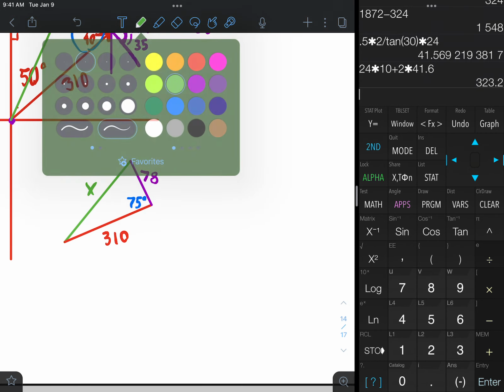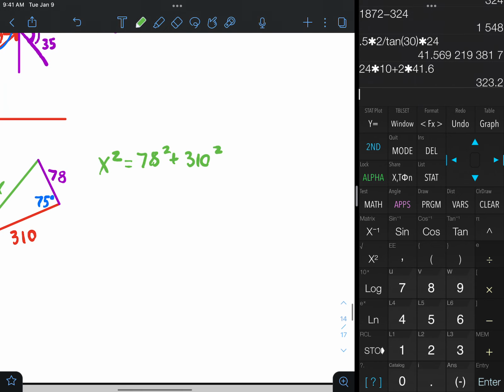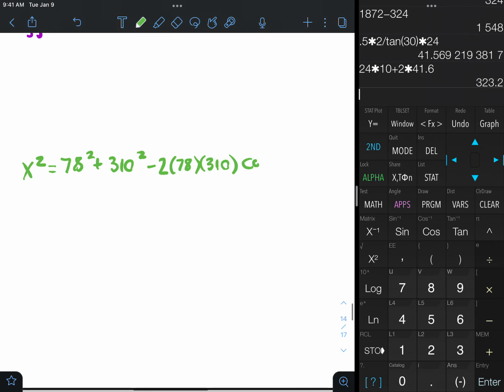So I'll stop switching colors. We'll just go with green from here on. So that'll be x squared equals 78 squared plus 310 squared, minus 2 times 78 times 310. And law of cosines, so you'll put cosine in it of 75 degrees right there.